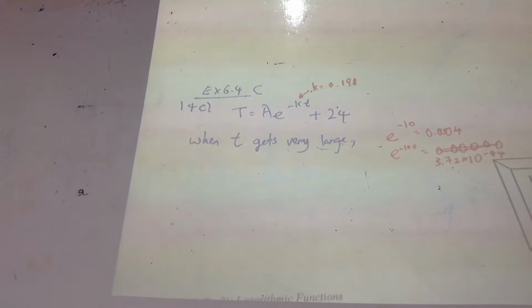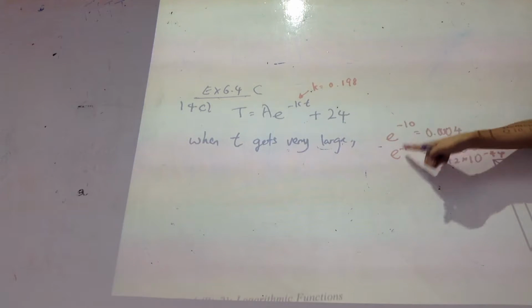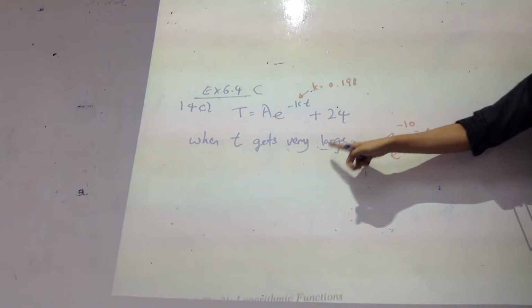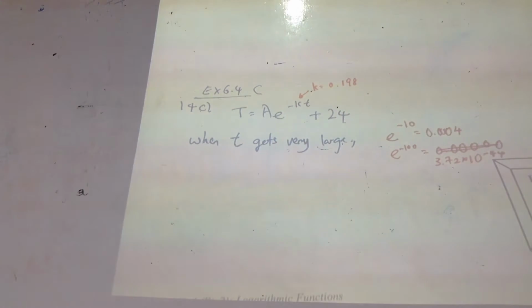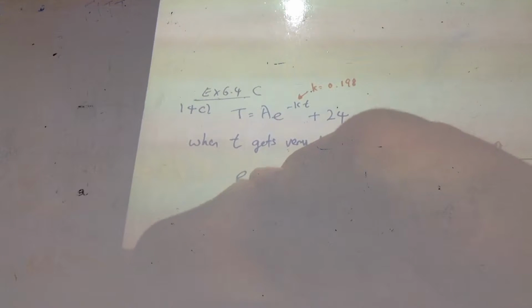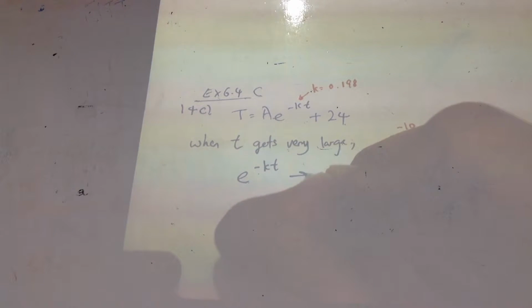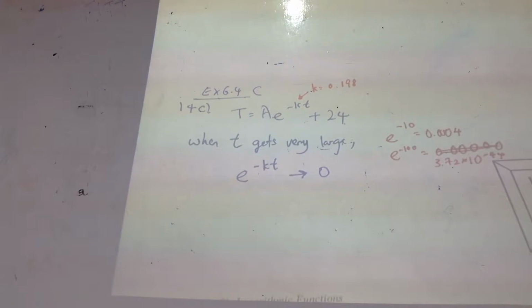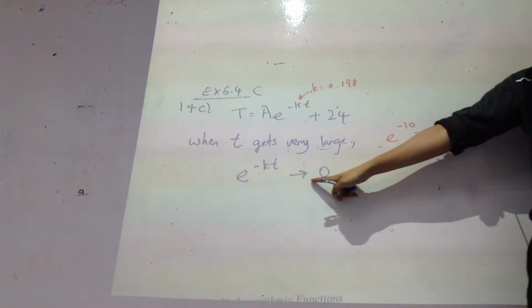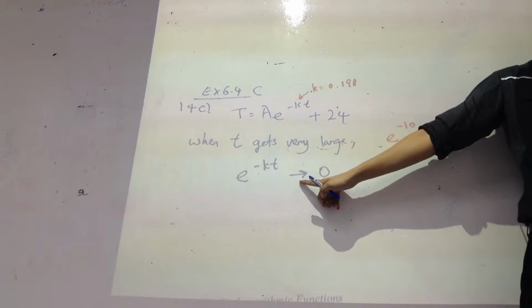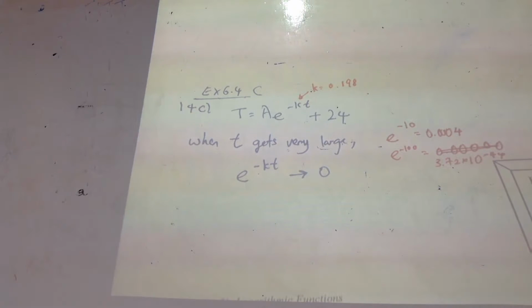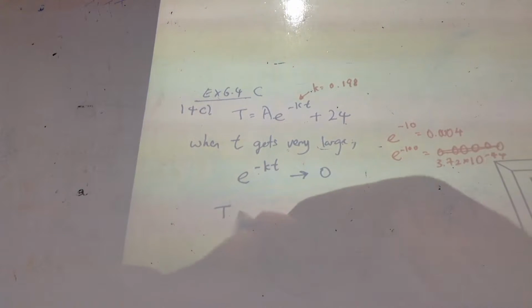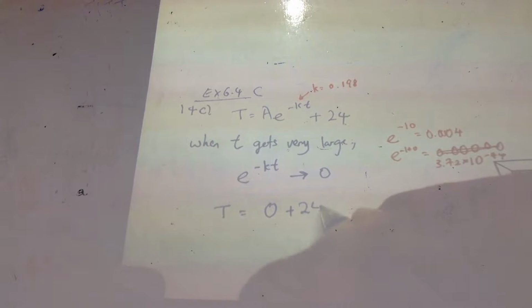Now, in the exam, this comes under the extra mark, the more difficult question. What you can do is just try putting some number, because very large, you know what is very large. Tell me the number, then you see, oh, it's very small. So what can you say about e to the power of negative kt? You will write this: e negative kt approaches 0. If you don't like the arrow, you can write approaches 0. So this equation will become what? This equation will be 0 plus 24.